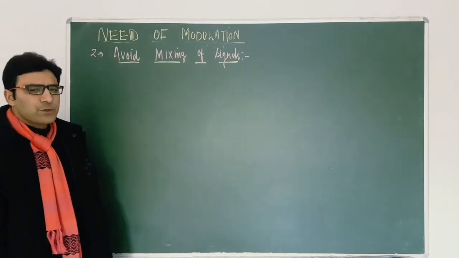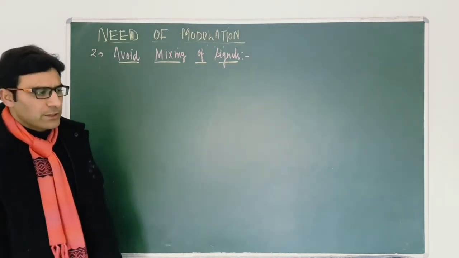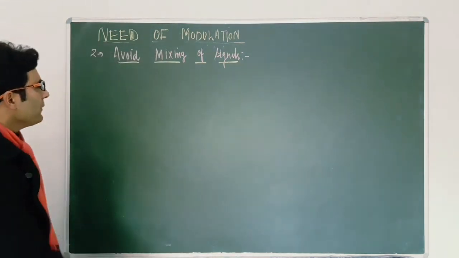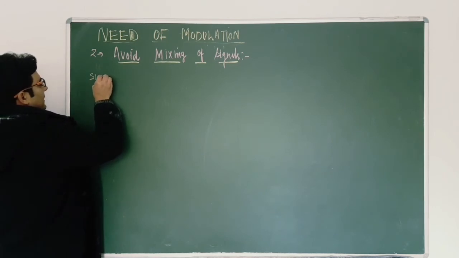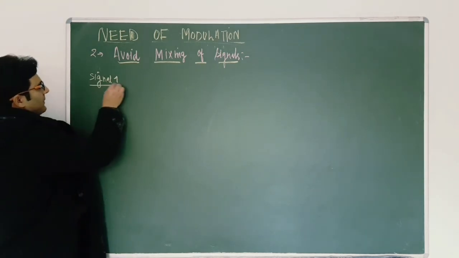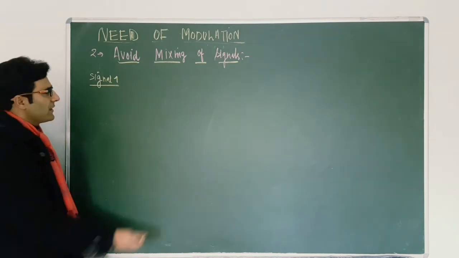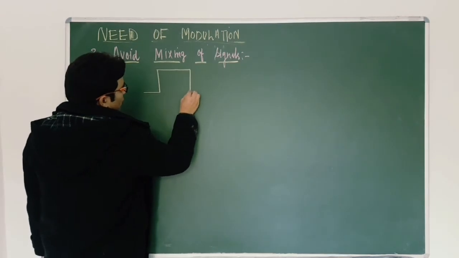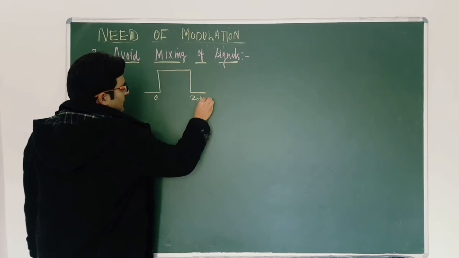So there are so many users who want to transmit their radio signal. Okay, there are so many users who want to transmit their radio signal without modulation. So everybody, suppose we have a signal 1, and signal 1 is the one person who wants to transmit his message in an audio frequency range, and you know the audio frequency range should be equivalent to, that is 0 to 20 kilohertz.